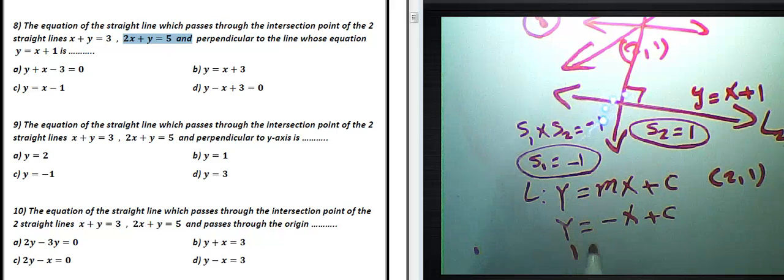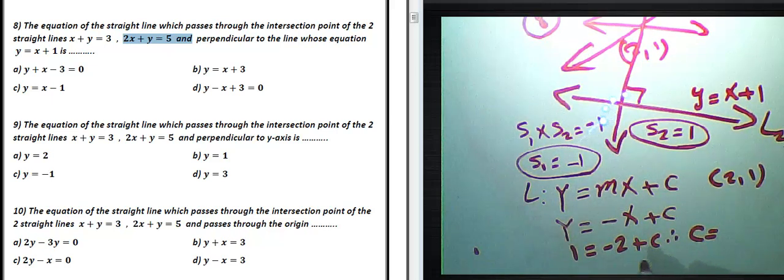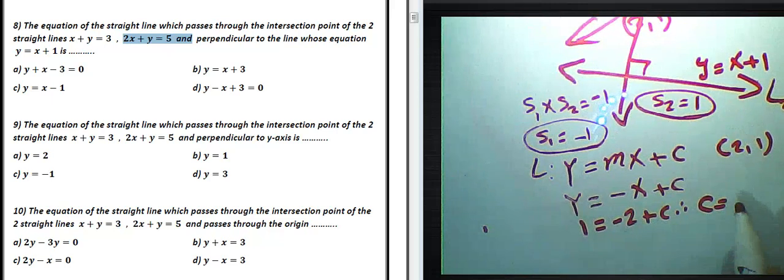Put y equal 1 and x equal 2. It will be -2 plus constant. And then you can move -2 from the right-hand side to the left-hand side and change the sign. Then the constant will be 1 plus 2. 1 plus 2, it will be 3.